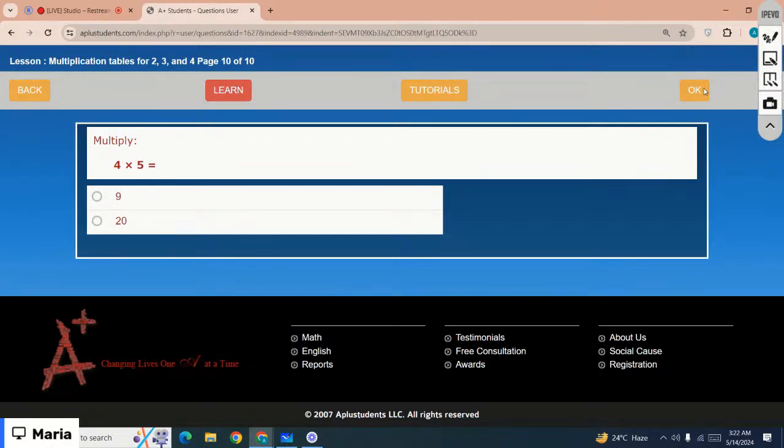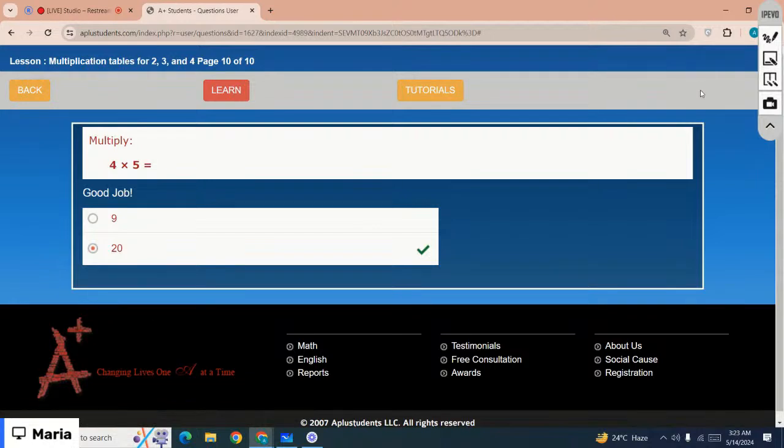The next one is 4 times 5, which is the correct option? The correct option is 5 times 4 is 20. Okay, we are done with the lesson. Let's move on to the next lesson.